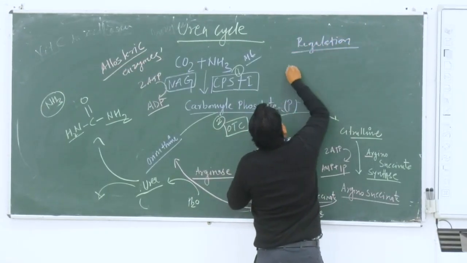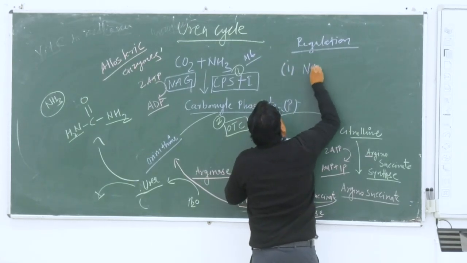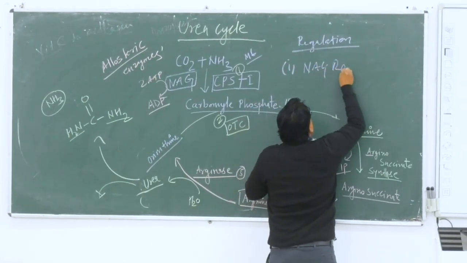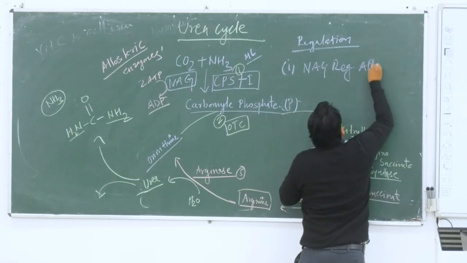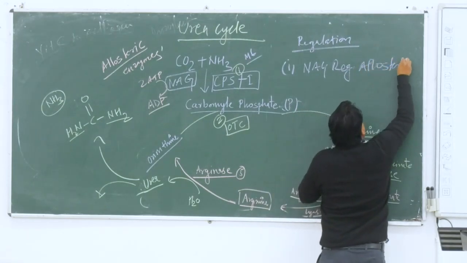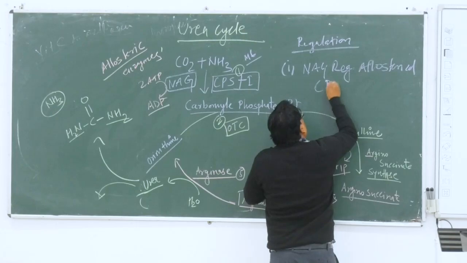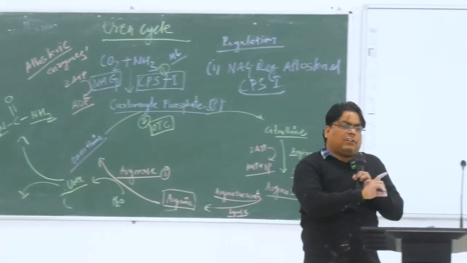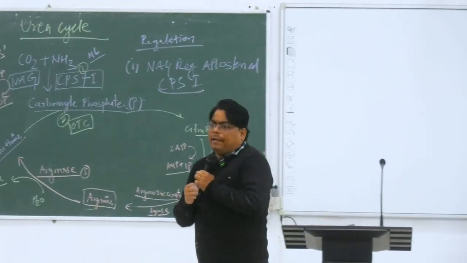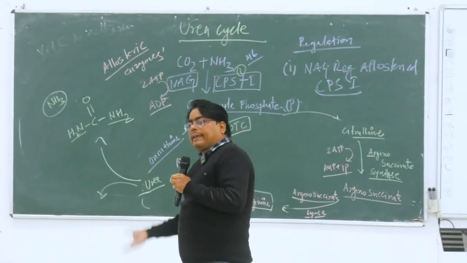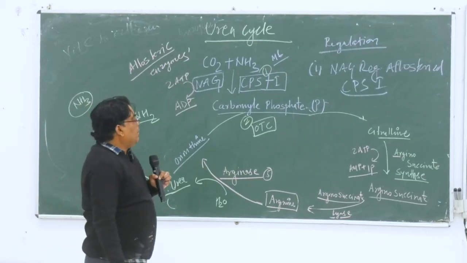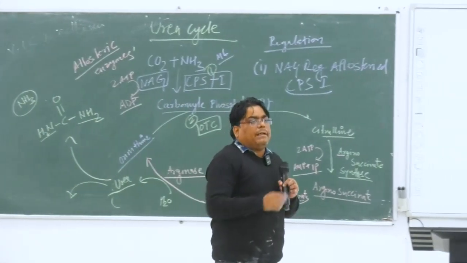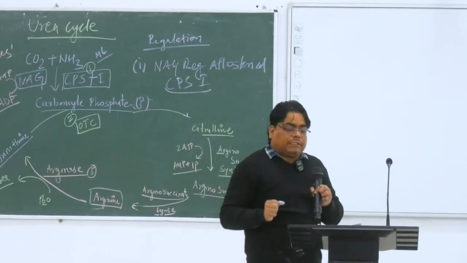Now the regulation of this. First regulation: NAG regulates CPS1 allosterically, which means they are interdependent. If NAG is not here, the urea cycle does not proceed well. If NAG is here, the urea cycle proceeds well. Okay, so this is the major regulation. Some other regulation is given in the book you studied.